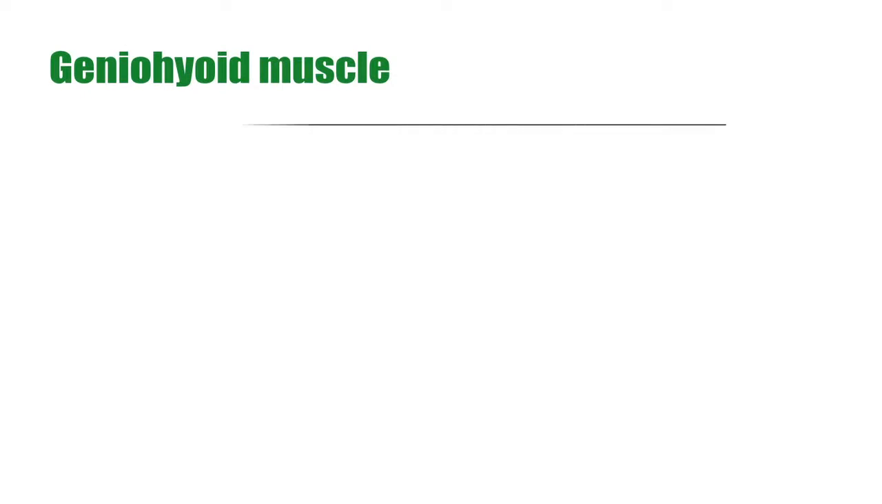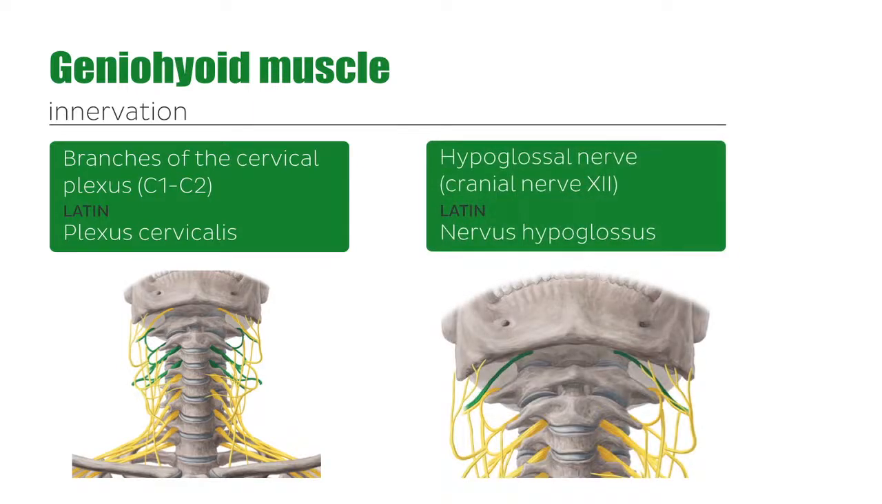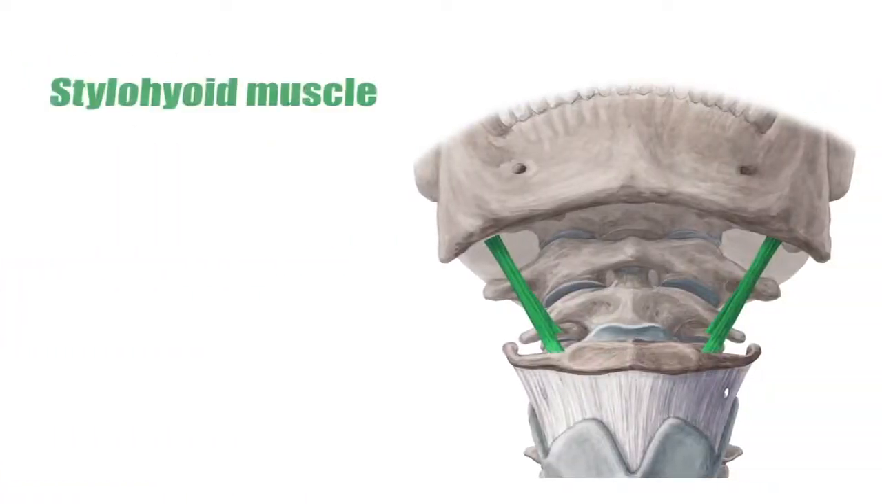When it comes to the innervation of the geniohyoid muscle, it is important to mention that this muscle is innervated by branches of the cervical plexus, as you see here highlighted in green on this image, and also by the hypoglossal nerve, which is seen highlighted in green. Cranial nerve number 12.